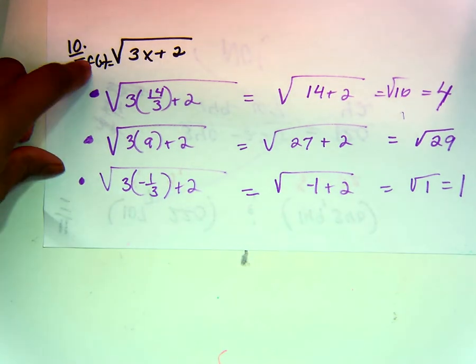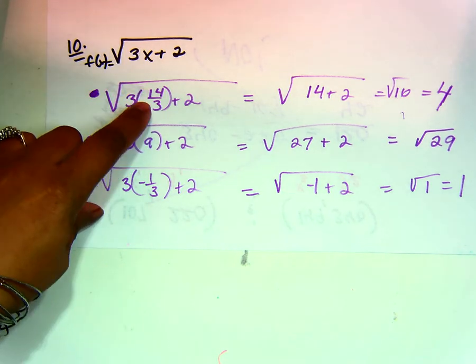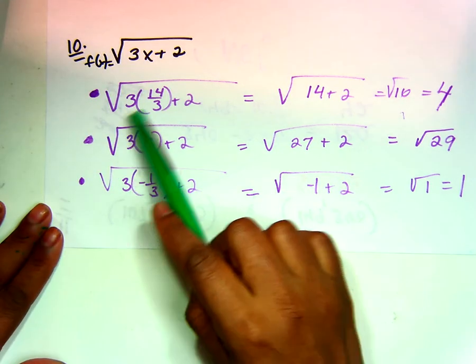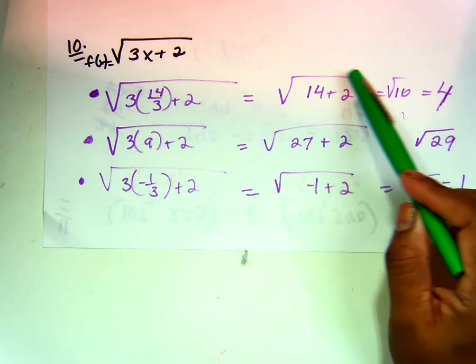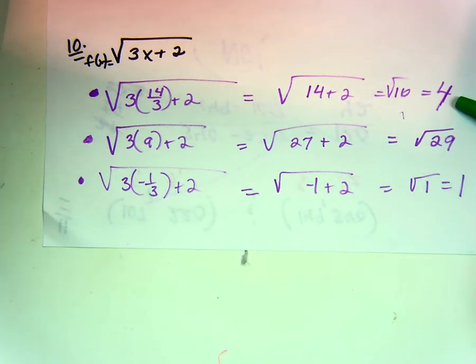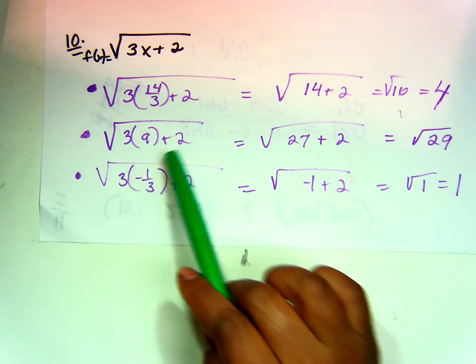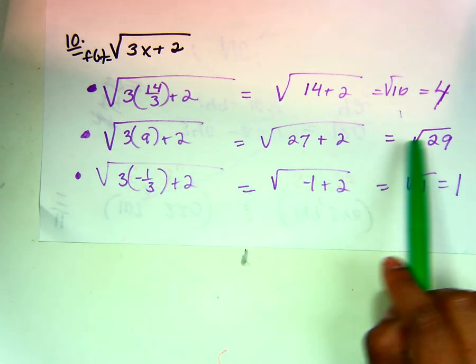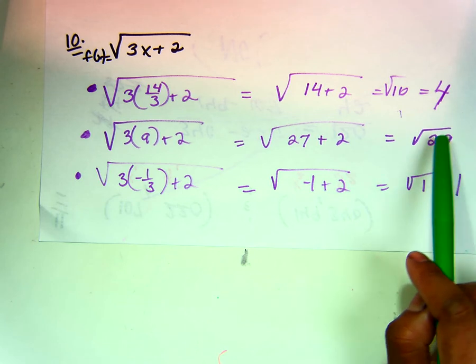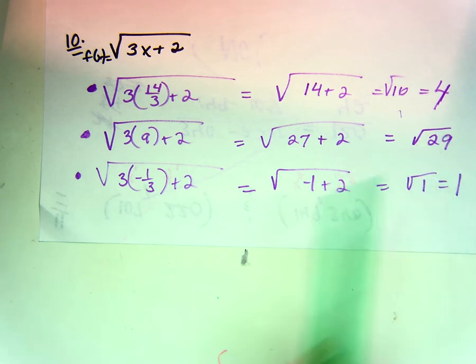So here's your actual function, aka equation, square root of 3x plus 2. For the first substitution, I substituted 14 over 3. The 3's cancel each other out, so now I'm left with 14 plus 2. 14 plus 2 gives you 16. The square root of 16 is 4. The second substitution was 9. So 3 times 9 is 27. 27 plus 2 is 29. I can't factor or substitute anything else, so hence your answer is square root of 29.